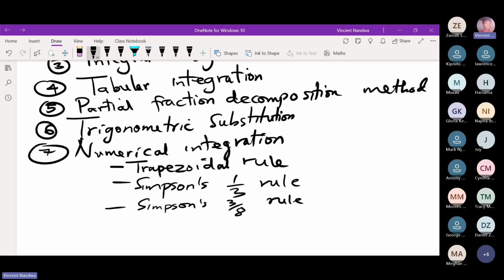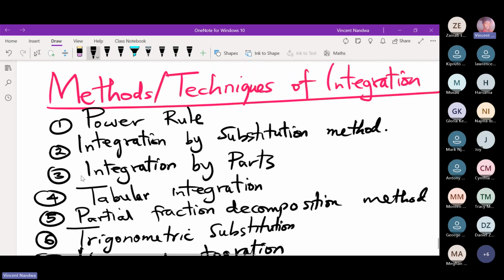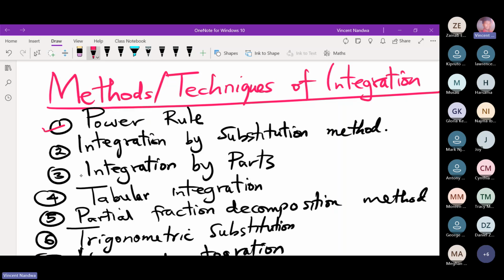So these are the main rules or techniques of integration, which will be thoroughly covered in Calculus 2 and further applications of differentiation. But what you are expected to know in Calculus 1 are only these first two. Once you know how to use the power rule and integration by substitution, and you know how to find the area under the curve, that will be enough for you in Calculus 1. The rest of the integration methods will be covered in Calculus 2.